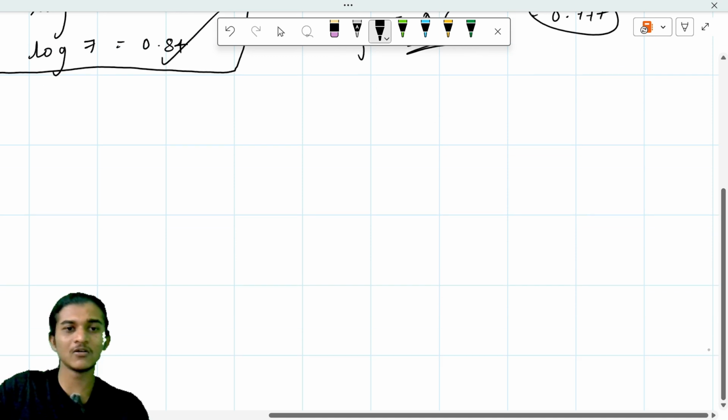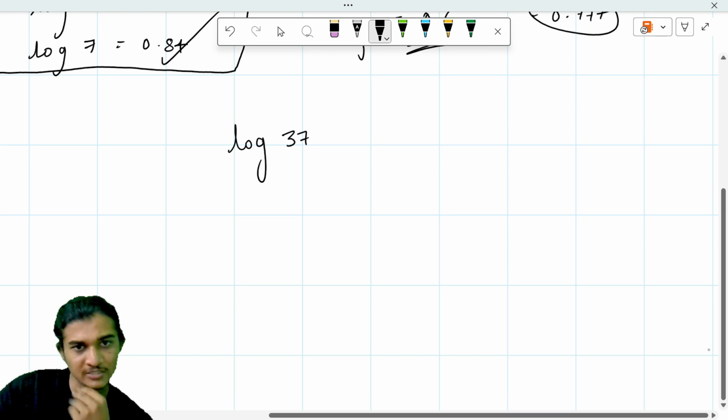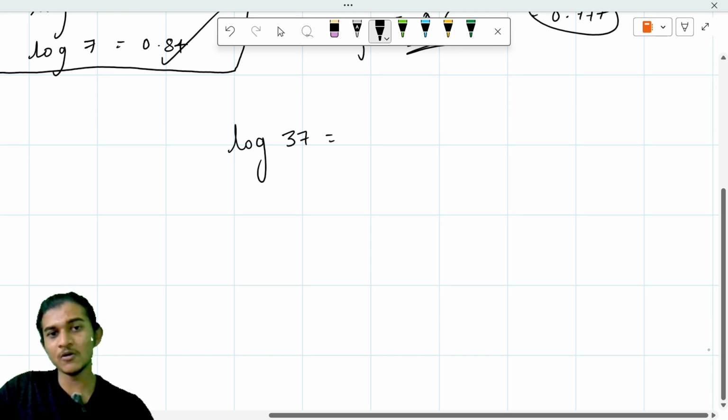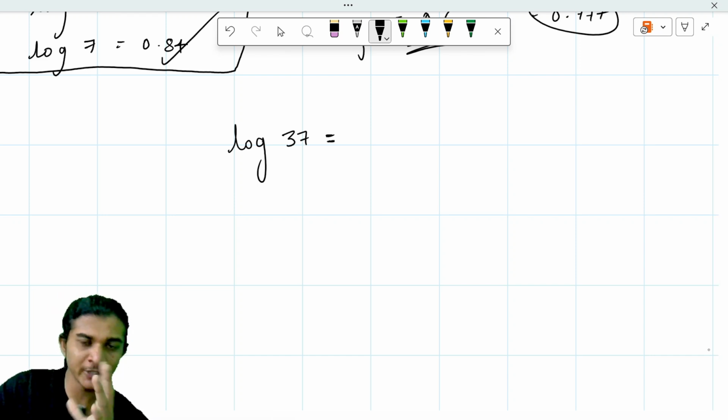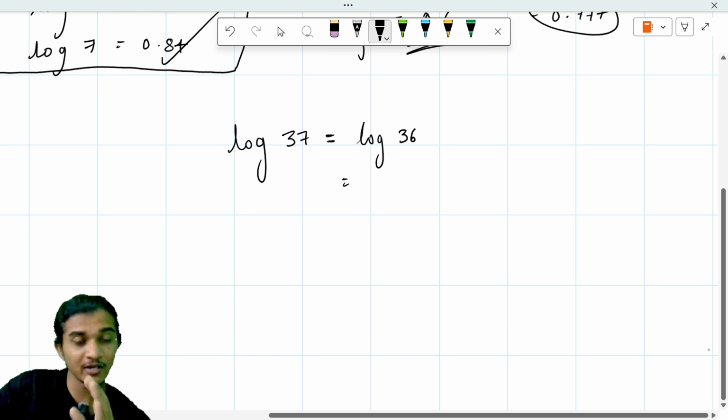Let's say log of 37. Now this seems to be a very difficult number. As soon as you see a prime number, or some sort of number which is too difficult to split, you have to convert it into the nearest composite number. Suppose this is log 37, I'm going to write it as log 36. They're nearly equal. I'm going to tell you why.